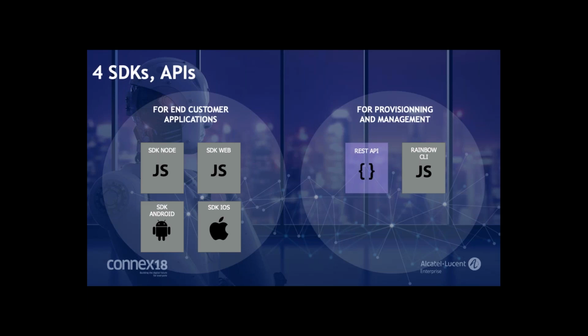And additionally to that, you can access REST APIs mainly for doing provisioning and administrative tasks, such as creating and managing Rainbow accounts and subscriptions, for accessing, for example, metrics. And if you want to script or use command line tools, we have the Rainbow CLI application. All these provisioning and managing APIs can be used just by launching commands.